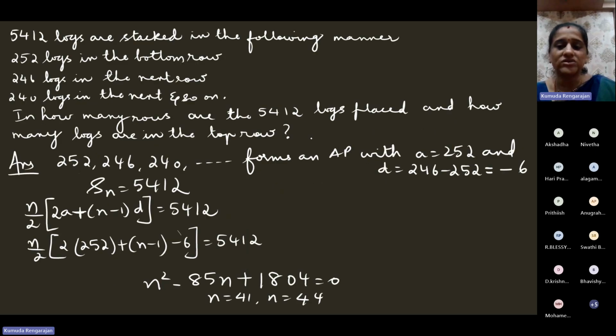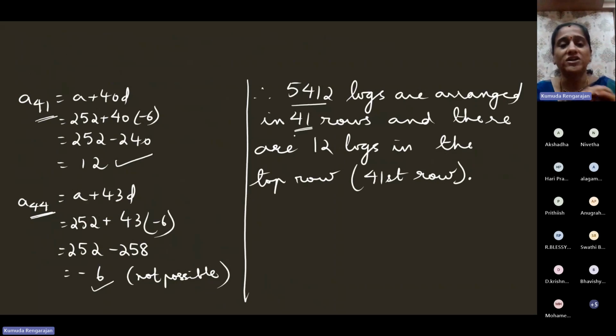And what was the other question? How many logs are in the top row? So which is the top row? The 41st row is the top row. And how many logs are there in the 41st row? The top row has 12 logs.